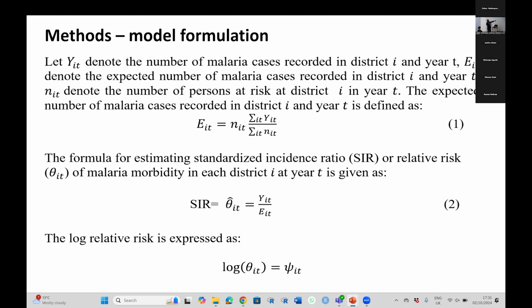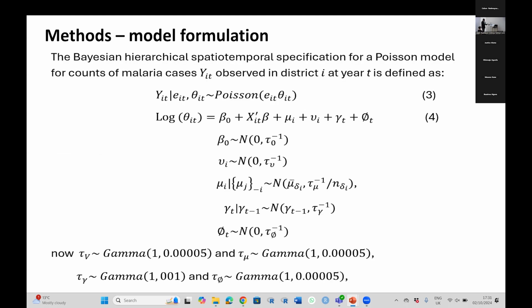Then based on that, I can move to equation 2, where I divide the number of positive cases at district i at time period t, or at year t, by the expected number of positive cases at district i at time period t. That gives me what we call the SIR, which is similar to the relative risk that you want to estimate. So once that is done, all I need to do is to take the log of the relative risk. When I take the log of the relative risk, that will be a continuous function, as you're seeing over there.